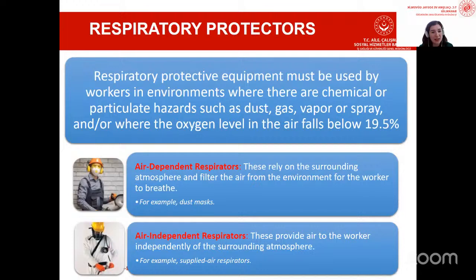Now I want to talk about respiratory protector types. Respiratory protective equipment must be used by workers in environments where there are chemical or particle hazards such as gas, dust, vapor, or spray, or where the oxygen level in the air falls below 19.5%. Respiratory devices are divided into two main groups. First one is air-dependent respirators. These rely on the surrounding atmosphere and filter the air from the environment for the worker to breathe, such as dust masks. And the other type is air-independent respirators. These provide air to the worker independently of the surrounding atmosphere, such as supplied air respirators.